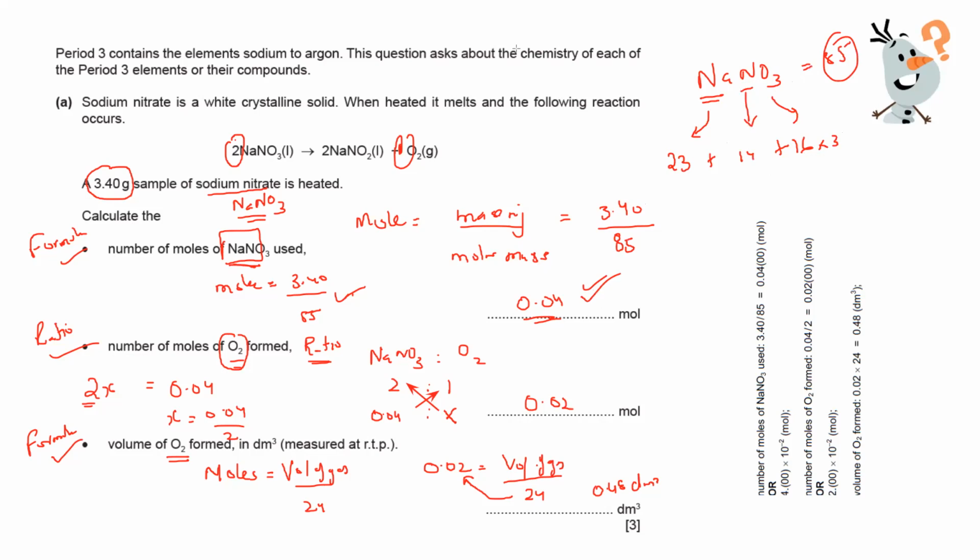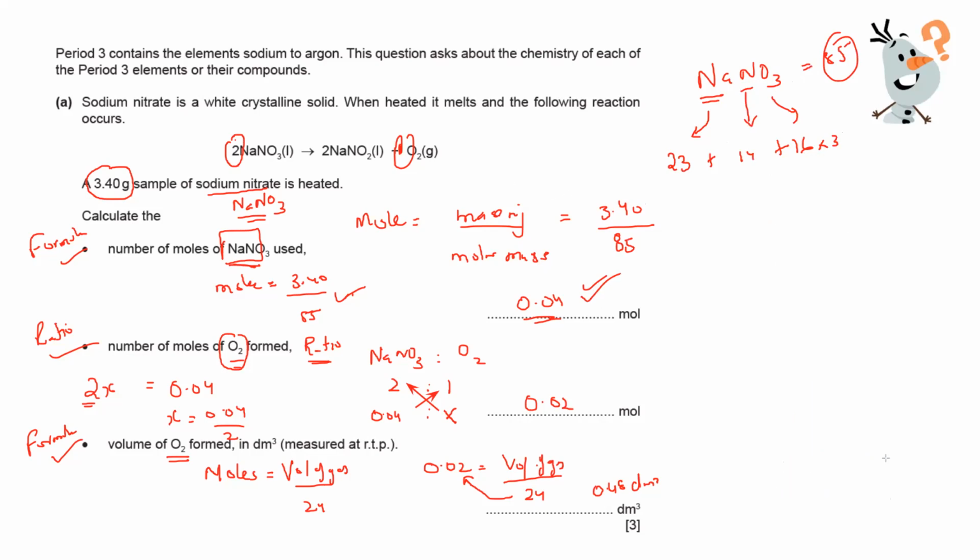Then to get the moles of oxygen, because we don't have complete information about oxygen, whenever you don't have complete information, you use the equation to get the moles. We have sodium nitrate and we need oxygen, and according to the equation the ratio between sodium nitrate and oxygen is 2:1. So if we have 0.04, then x moles of oxygen will be there. We cross multiply. So 2x is equal to 0.04, so x is equal to 0.02. So we got the moles of oxygen.